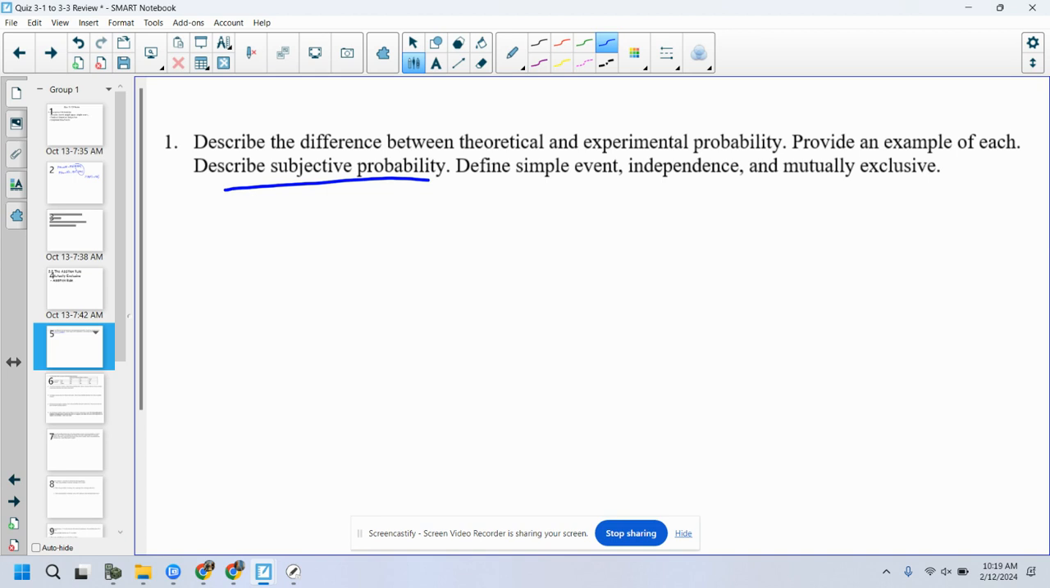Define simple event. A simple event is when I only have one possible outcome, one possible event that could be a success. Independence, which we just talked about, means the probability of one does not affect the other. The probability of A does not affect the probability of B.